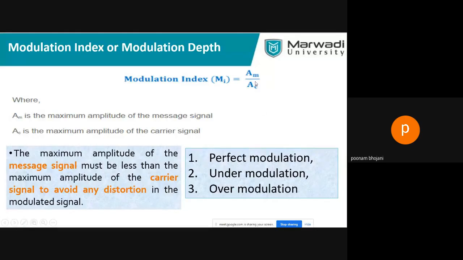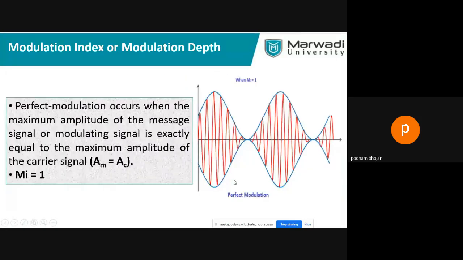Second, if AC is greater than AM, that's what we want, then the modulation index will be less than 1. So it is known as under modulation. And the last case that we don't want is AC less than AM. So the modulation index will be greater than 1, and that is known as over modulation. So let us see all three modulation techniques.